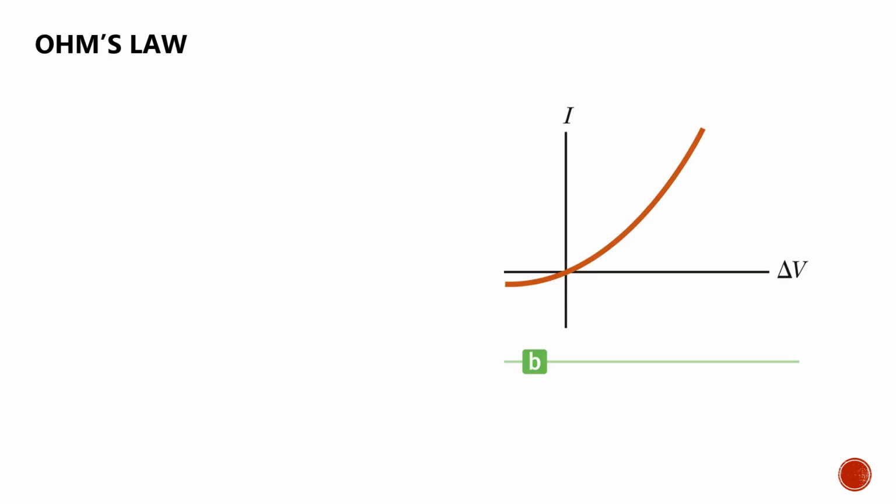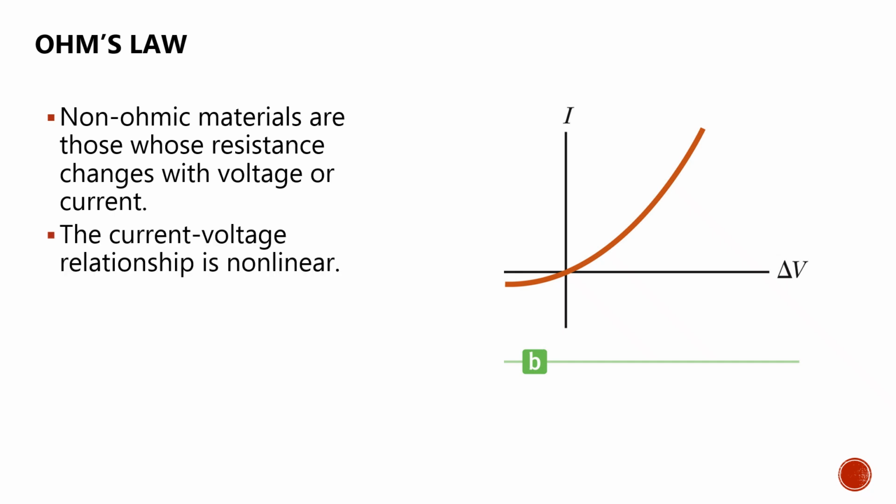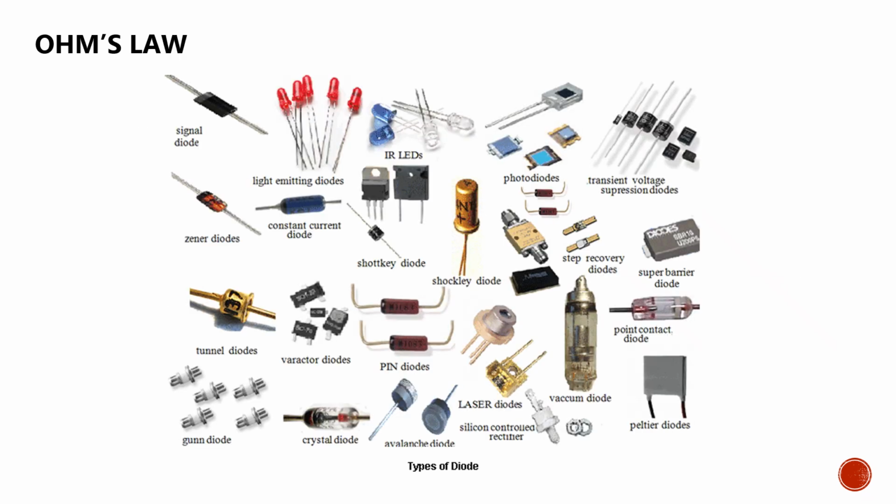For a nonlinear relationship, these are non-ohmic materials, where the resistance changes with voltage or current. A diode is a common example of a non-ohmic device. Here are some examples of diodes.